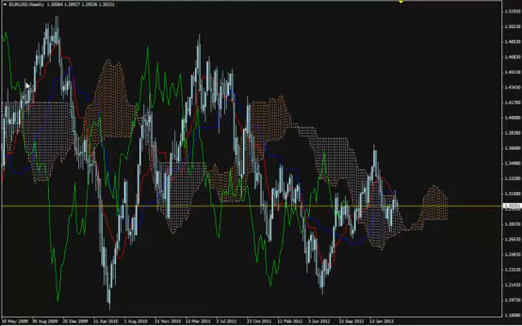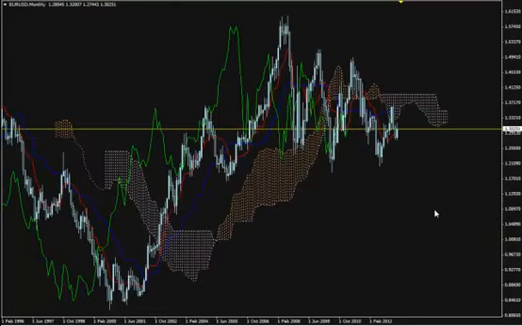I have added the Ichimoku Kinko Hyo system on my chart. I want to see the big picture. Let me have a look at the monthly chart. The monthly chart shows a Kumo cloud which is almost horizontal. It is bearish, and there is a ranging attitude and a consolidation.